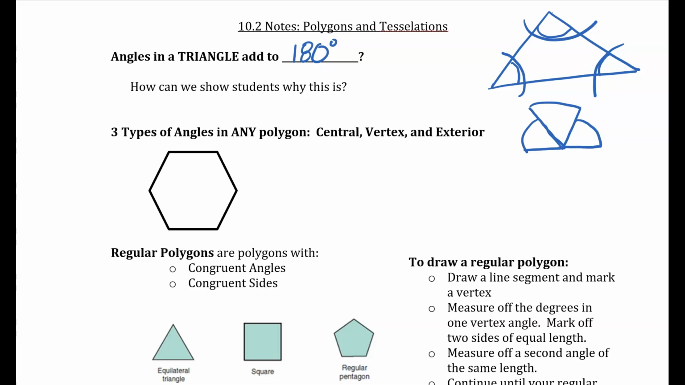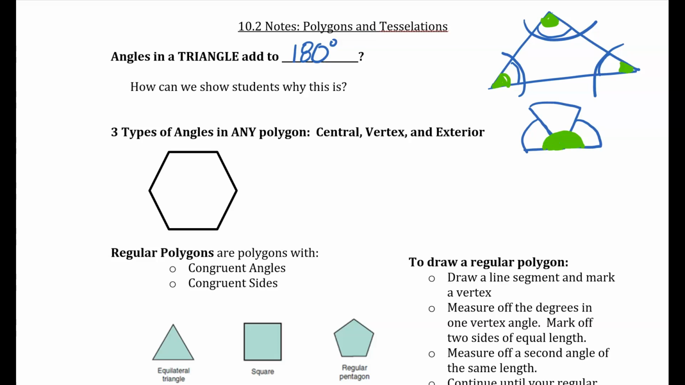But the angles, so let me just get a different color here so it's really clear. So if we think about the actual angles right here, what will happen is when you cut them out, they will come together and form a line. And so it just shows that these add up to 180 degrees because 180 degrees makes a line.